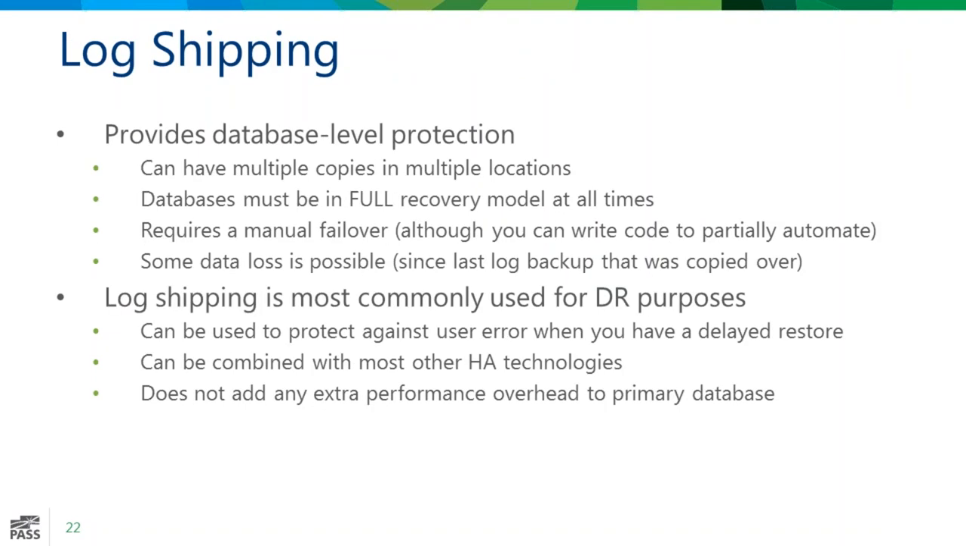Now, the final one in this list is log shipping. And this gives you database level protection, and you can have multiple copies in multiple locations, and all your databases have to be in full recovery model. And if you need to fail over a log ship database, it's basically a manual process. But it's all it really is, it's just restore with recovery on the log shipped copy. So once you've made sure that you've got the last log backup and then it's been copied and restored, then you just recover it on the other side. And you can write scripts to do all that so it can go quite quickly.